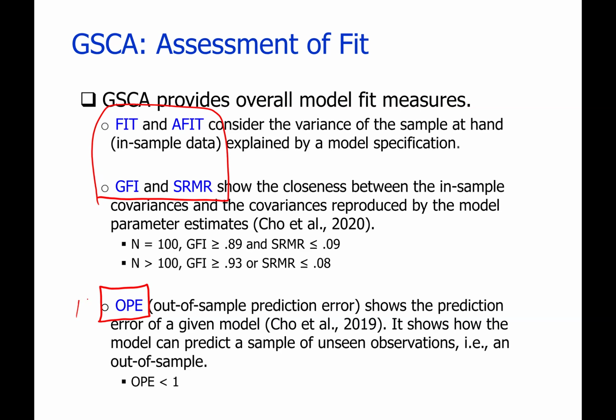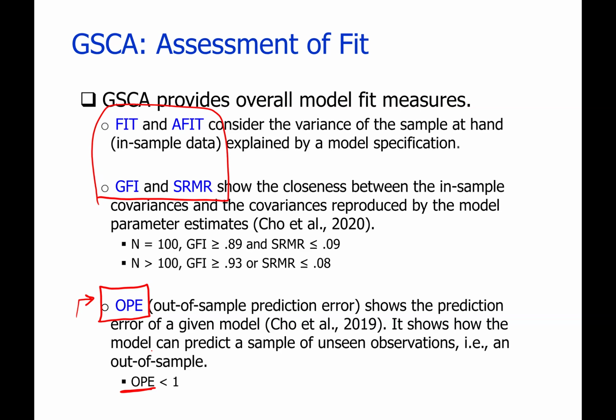And OPE is also a comparative fit index. So this value itself doesn't tell you much, but OPE can be used for comparing different models' prediction powers. The smaller it is, the better the prediction power. Also, the bottom line of the OPE value is 1. If your model's OPE is equal to 1, that means your model's prediction power is simply the same as the null model's prediction power, so there's no point in using your model for prediction of future observations. So the bottom line is your model should have an OPE value smaller than 1.